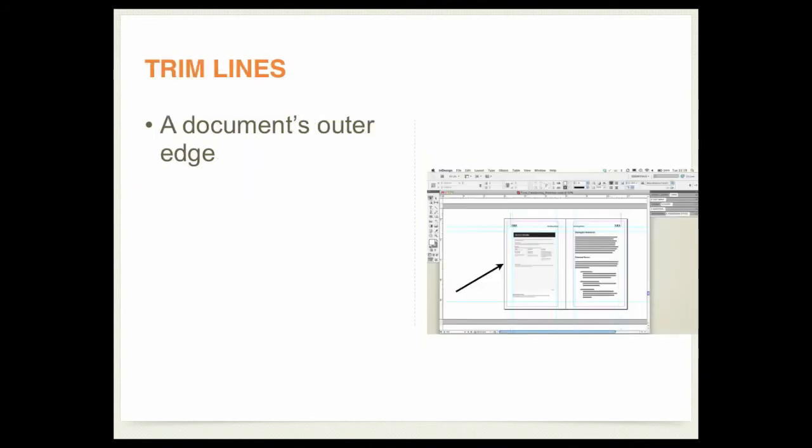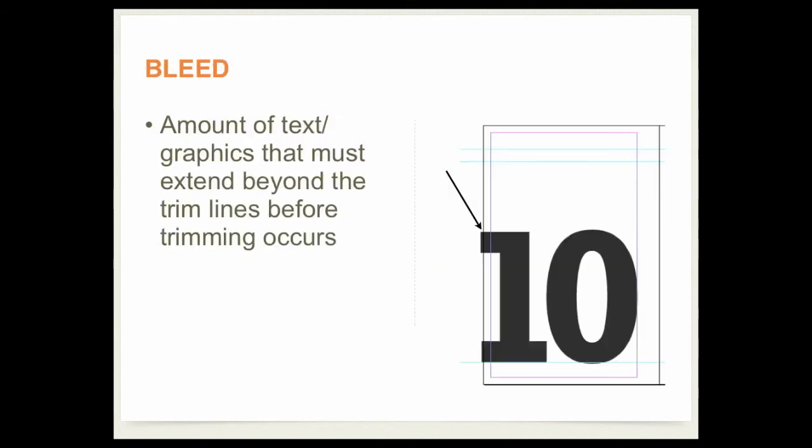Trim lines are the lines that designate a document's outer edge. Trim lines are one of several terms that deal with how a document is trimmed on the final product. Trim lines are often referenced with bleed. Bleed is the amount of text or graphics that must extend beyond the page or beyond the trim line before you can trim. This is important if you want a graphic to go to the edge of the trimmed document.